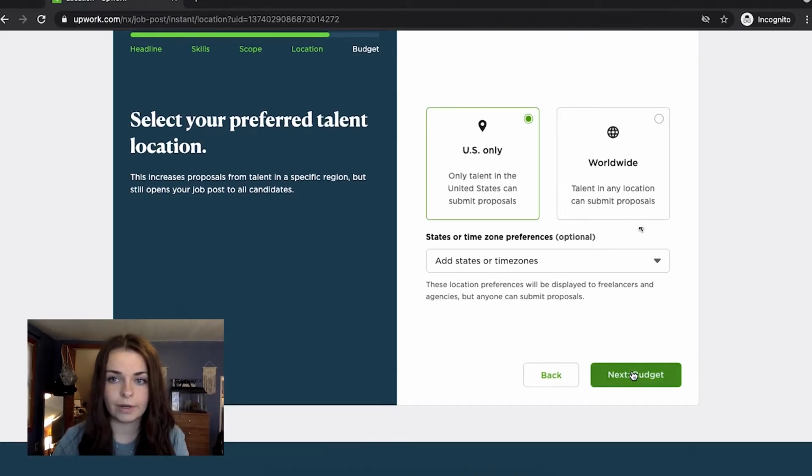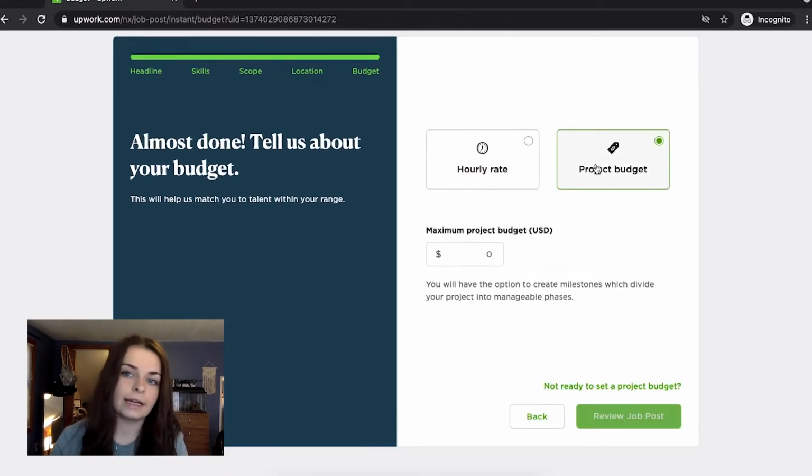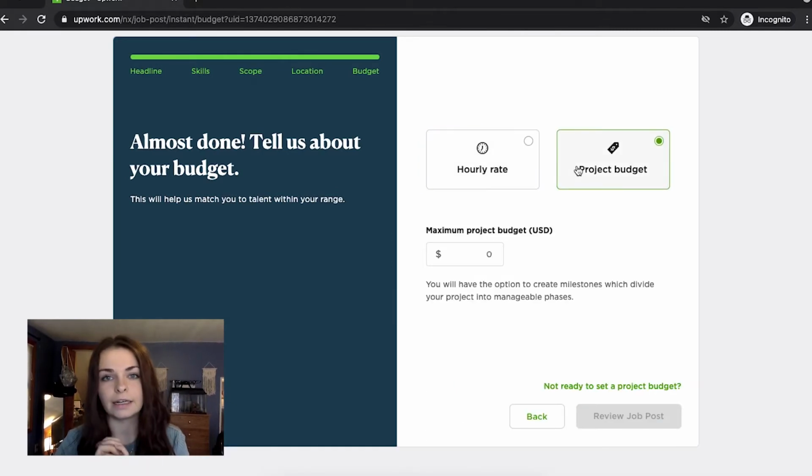United States, if you want to do worldwide, you can. Okay, so for this part, the project budget or the hourly rate, I decided that it would be easier for me to choose a project budget because then I can break it down weekly and know how much I'm spending per week. Like, know for sure I can plan it 3 months in advance and know that I'm going to get the number of designs that I want for the price that I'm offering.